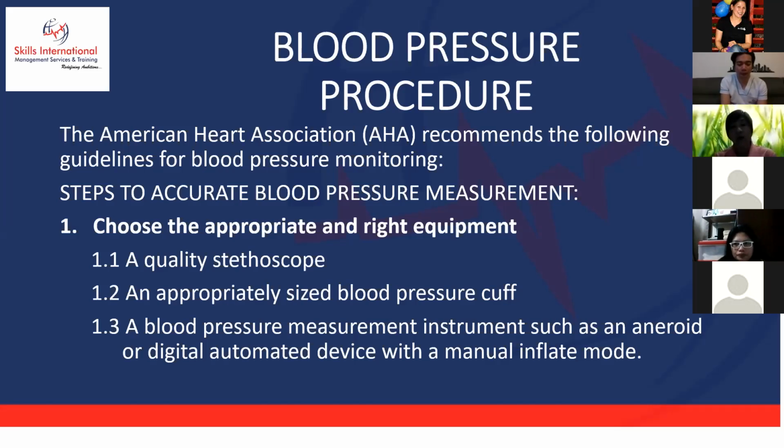So number 1, what are the steps to take an accurate blood pressure measurement? Number 1 is to choose the appropriate and right equipment. What does it mean? Your stethoscope must be a quality stethoscope to be used in taking the blood pressure. Number 2, an appropriately sized blood pressure cuff.